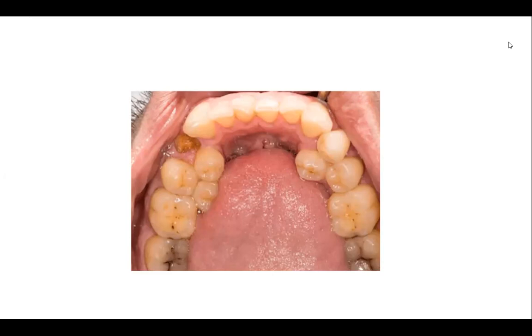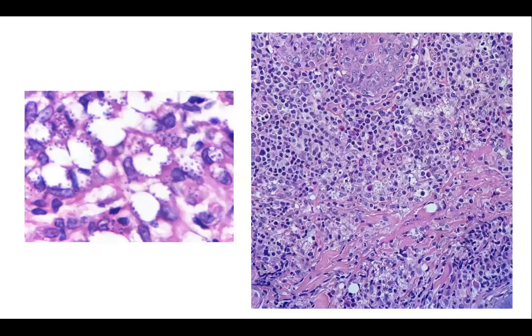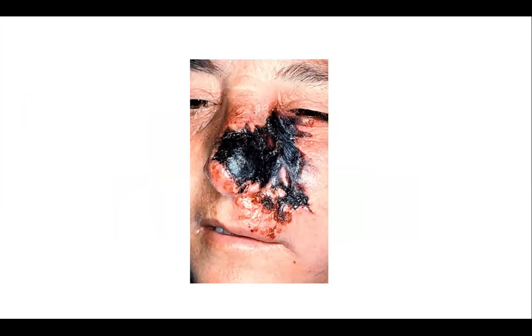Oh, there's one about the rhinosporidiosis. I always mix that up with the other rhino infectious disease. Like what? There was rhinosporidiosis and then there's rhinoscleroma?